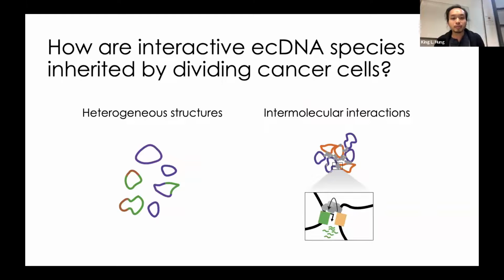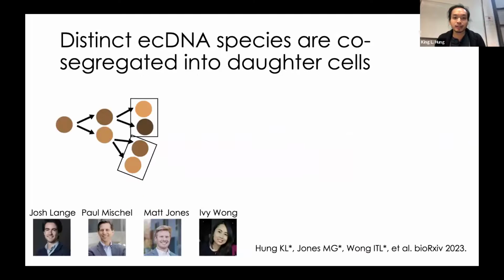And so we asked a pretty simple question, which is, knowing that there are these heterogeneous structures of ecDNA and that they interact with each other, how are these different ecDNA species inherited by dividing cancer cells? So you can imagine that if a cell needs, let's say, two different oncogenes for rapid proliferation, losing one ecDNA would be a huge selective disadvantage. So the question is, how are these different ecDNA species inherited?